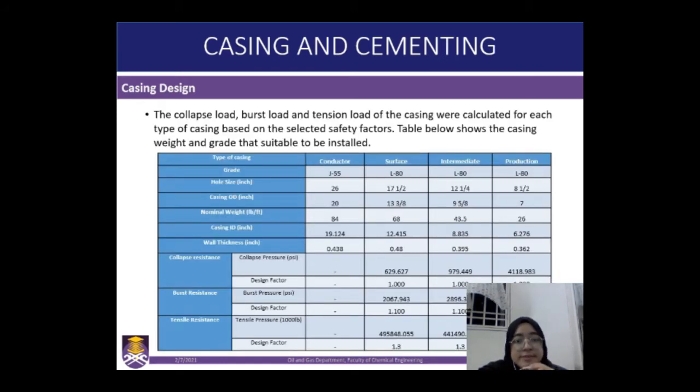Then, the collapse load, burst load, and tension load of the casing were calculated for each type of casing based on the selected safety factors. The table shows the casing weight and grade that is suitable to be installed. So, for conductor casing, we use grade J55. For the surface casing, we use grade L80. For the intermediate casing, we use grade L80 as well. Same goes for the production casing, we use grade L80.